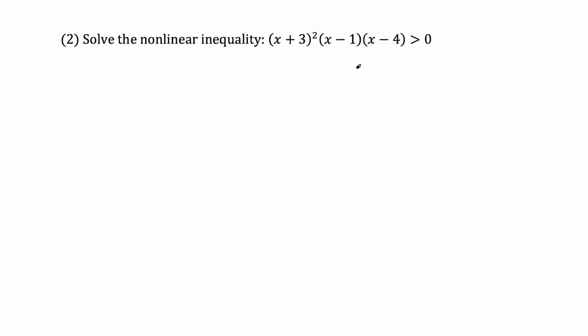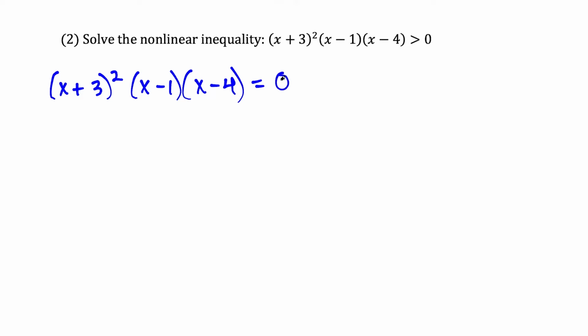Question 2, we're going to start it the exact same way. We're going to treat this as an equation. We're going to set x plus 3 squared times x minus 1 times x minus 4 equal to 0. And from here, we find the roots. This first factor is being squared, but we just have to worry about when is the inside equal to 0. So the inside we could say is equal to 0 when x plus 3 is equal to 0, and x plus 3 is equal to 0 when x equals -3.